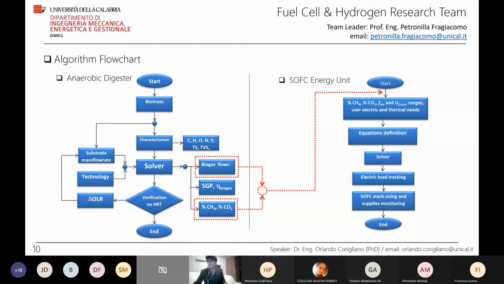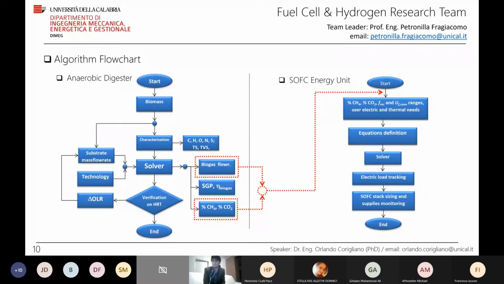Analogously, the calculation procedure for the SOFC starts with the definition of the main input parameters: the anode exhaust gas, the recirculation factor, and the fuel utilization factor. After a more complex cycle convergence, the resolution is attained and the SOFC unit is dimensioned.